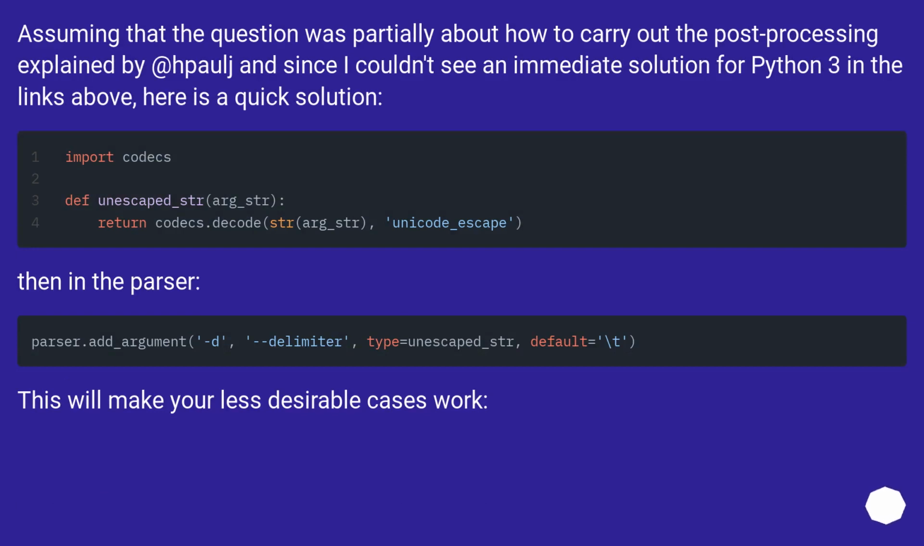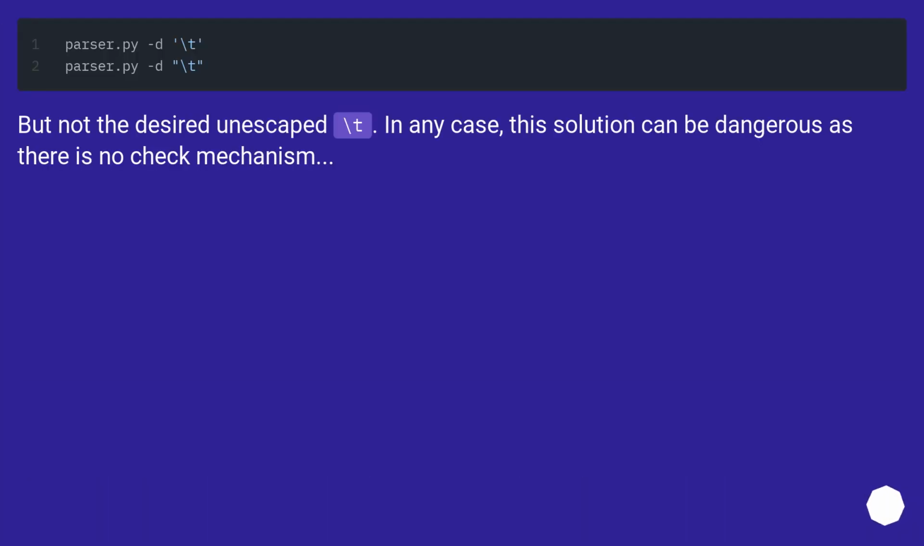Assuming that the question was partially about how to carry out the post-processing explained by the previous answer, and since I couldn't see an immediate solution for Python 3 in the links above, here is a quick solution. Then in the parser, this will make your less desirable cases work. But not the desired unescaped \t. In any case, this solution can be dangerous, as there is no check mechanism.